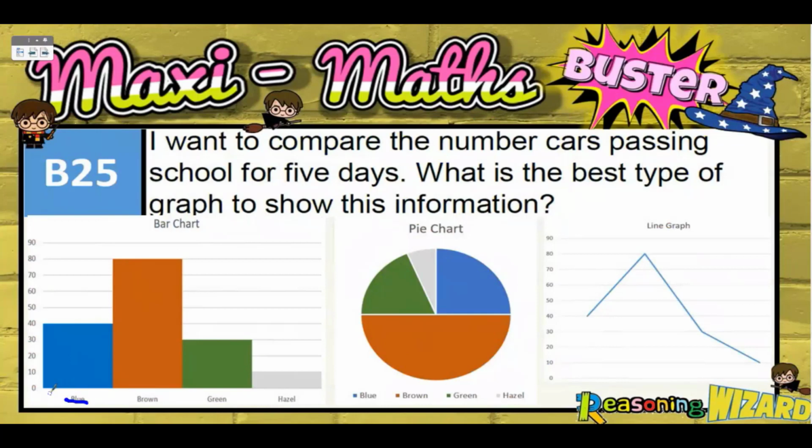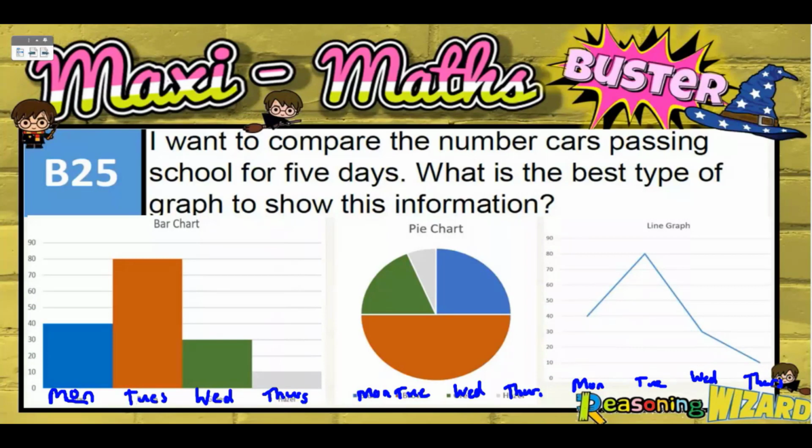So instead of blue, it could say Monday, it could say Tuesday here, Wednesday, Thursday, and then we could have a fifth bar for Friday. I know there's only 4 bars, but it'd be easy to add a fifth bar, Friday. 4 sections on this pie chart. Again, we could have a 5th section and make it Monday, Tuesday, Wednesday, Thursday. Line graph, and we could have Monday, Tuesday, Wednesday, Thursday.